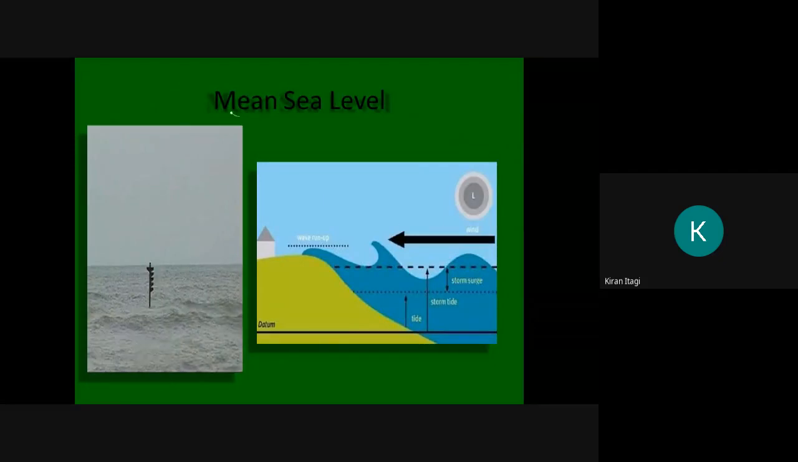Here you can see mean sea level. These are the tides, and they have studied it for 19 years, and they have fixed the mean sea level. Here you can see the datum line, which is situated in the sea. So we will take this black line as a reference line.